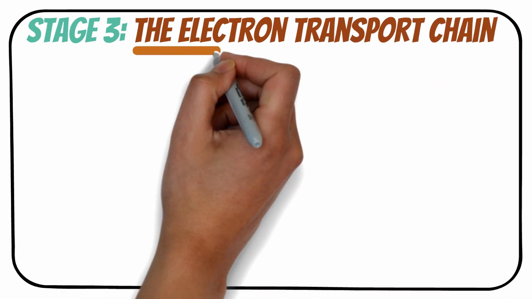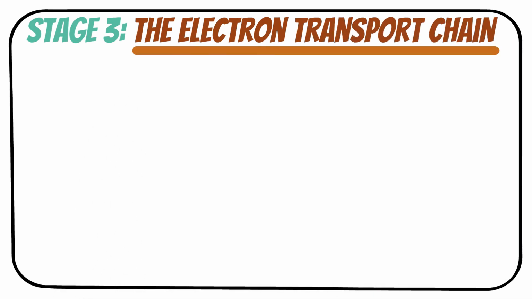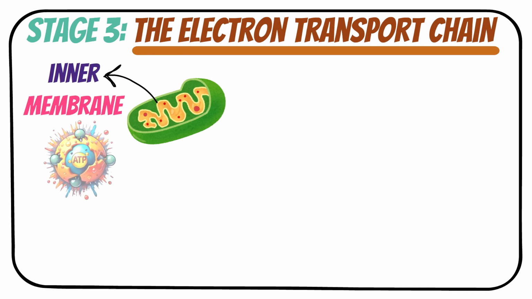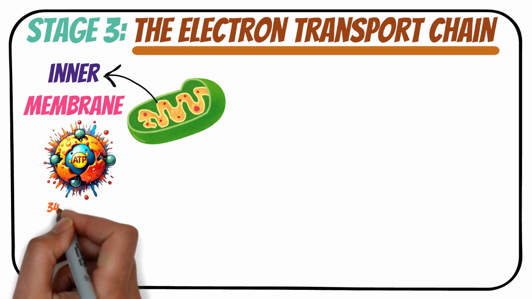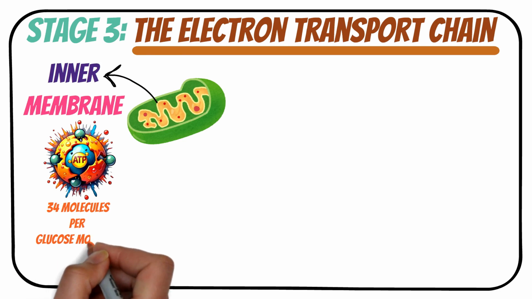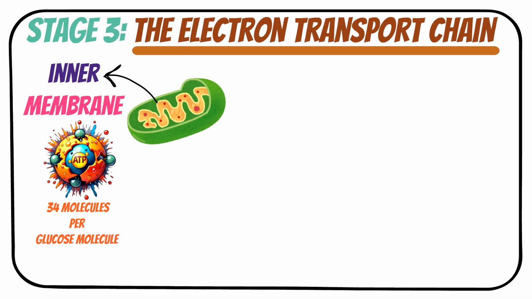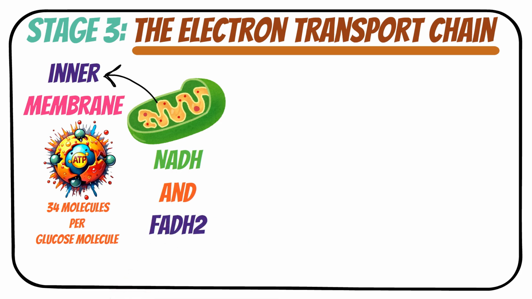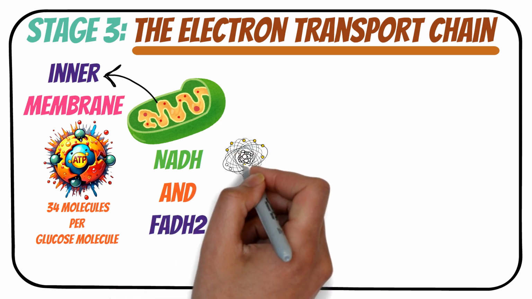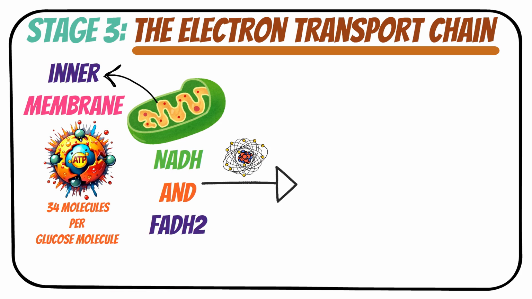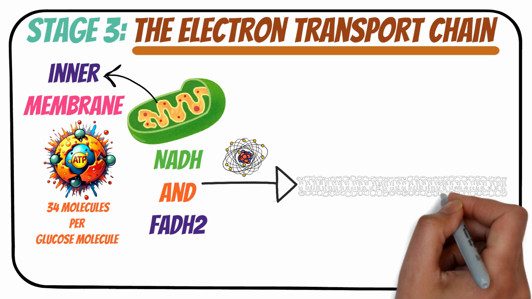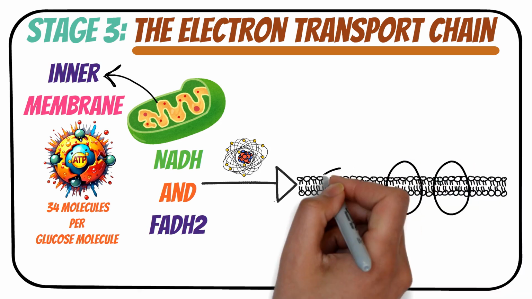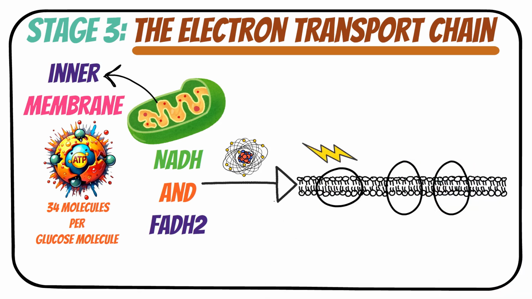The final and most important stage of cellular respiration is the electron transport chain, which occurs along the inner membrane of the mitochondria. This is where most of the ATP is generated, up to 34 molecules per glucose molecule. Here's how it works. The electron carriers NADH and FADH2 produced in the Krebs cycle donate their electrons to the electron transport chain. These electrons are passed along a series of protein complexes, creating a flow of energy.